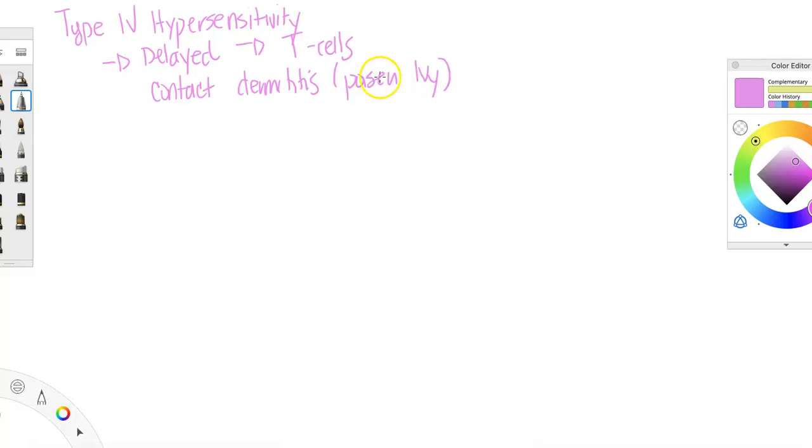Because you touch the poison ivy and then you don't get a rash for a couple of days. The TB test is a type 4 hypersensitivity. That's why when you go to get a TB test, they put something on your arm and leave it there and tell you to come back in 3 days and see if there's a reaction there from it.